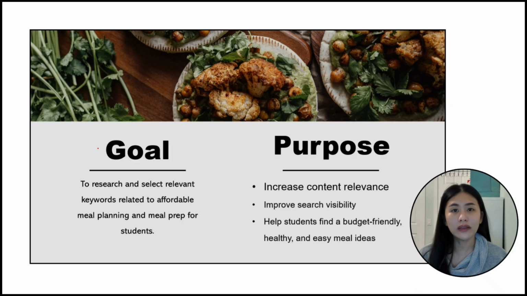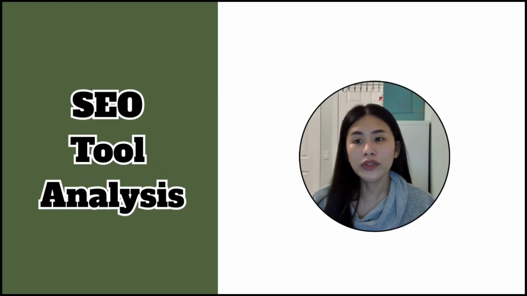Building on that, our main goal is to research and select keywords focused on affordable meal planning and meal prep for students. The purpose is to increase content relevance, improve search visibility, and help students find budget-friendly, healthy, and easy meal ideas despite their busy schedules. Our group will be using 4 different tools to achieve our goals and purpose.